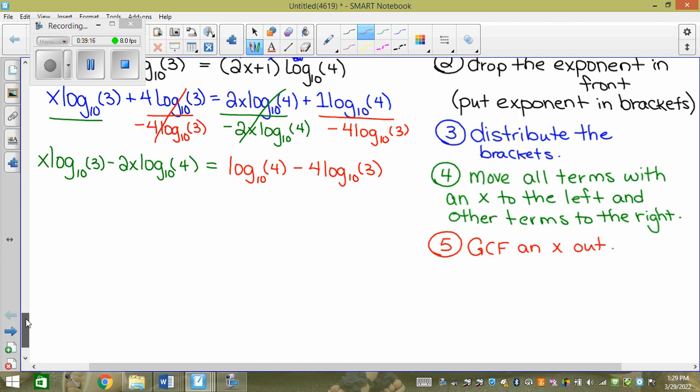So if I take an x out of this side, I put a bracket because my GCF, I'm left with a bracket. When I take an x out of x log base 10 of 3, I'm just left with a log base 10 of 3. When I take an x out of this, negative 2x log base 10 of 4, I'm just left with minus 2 log base 10 of 4.